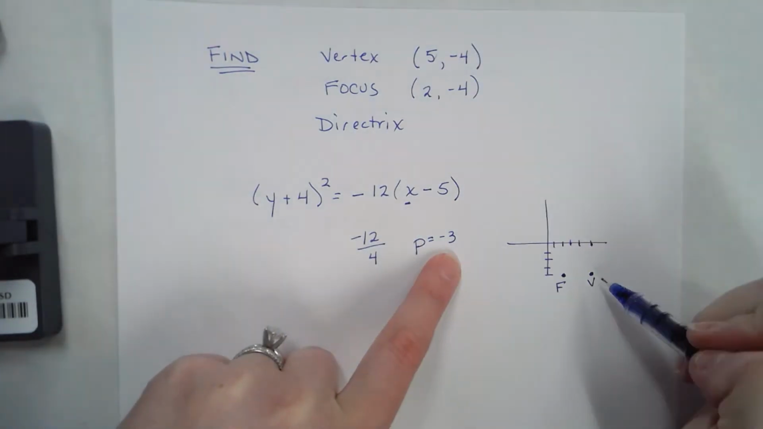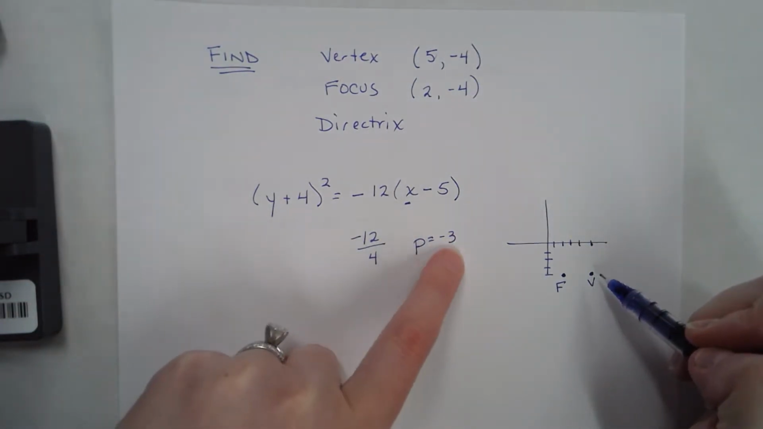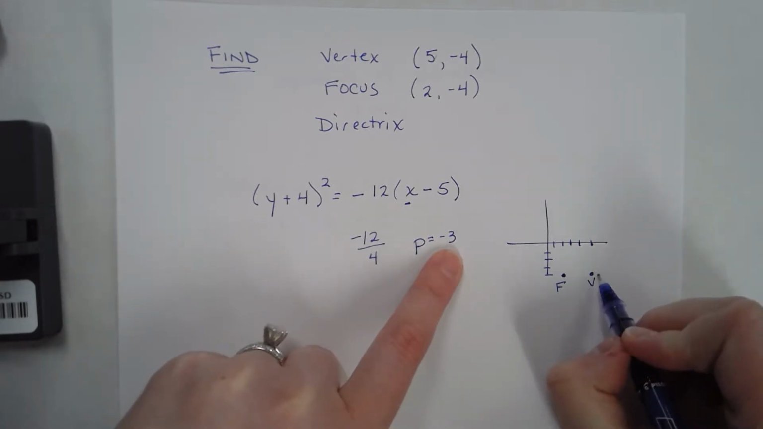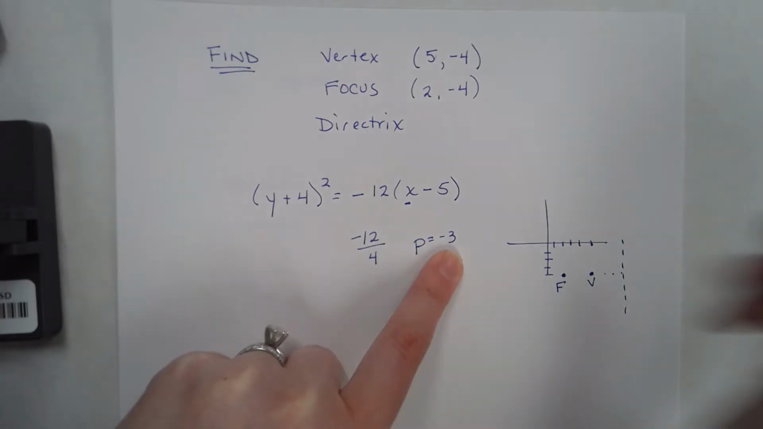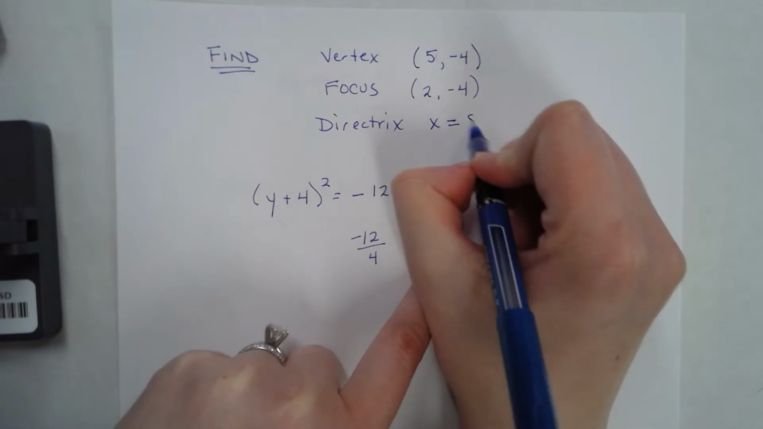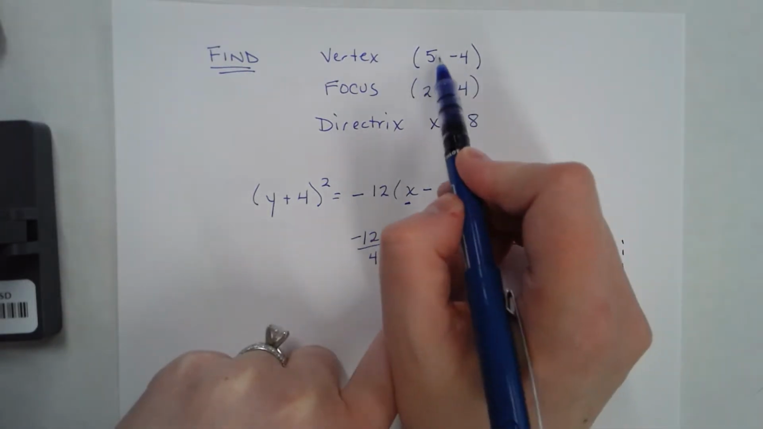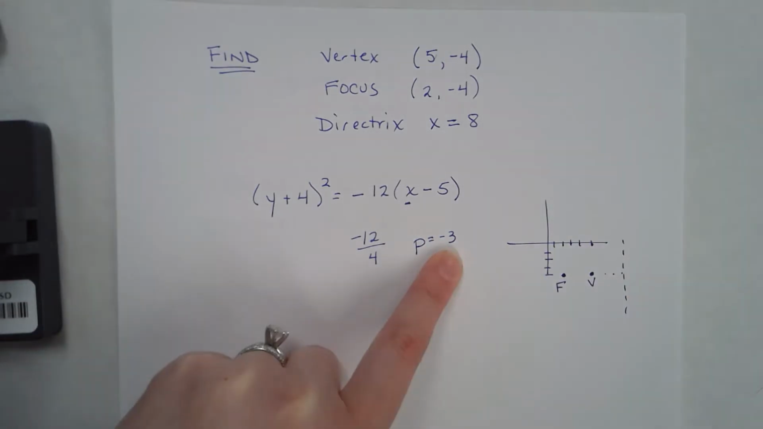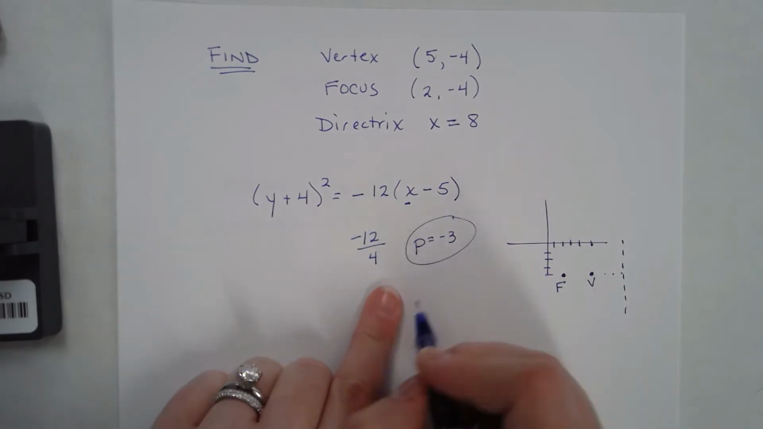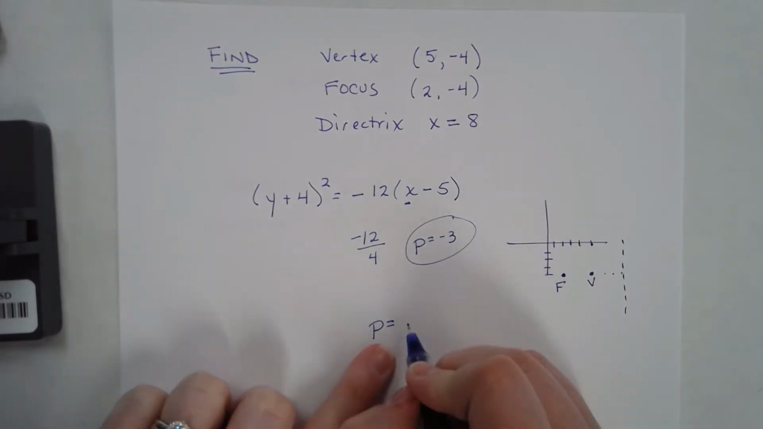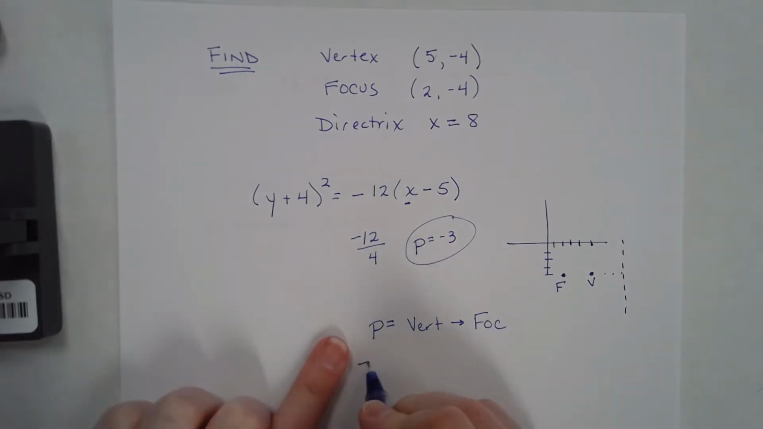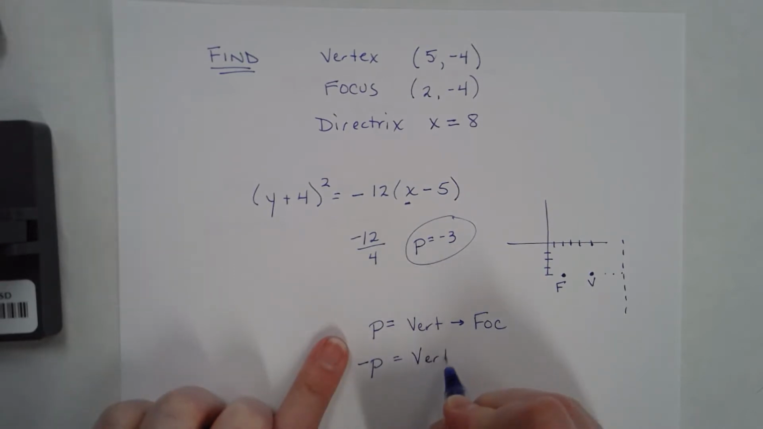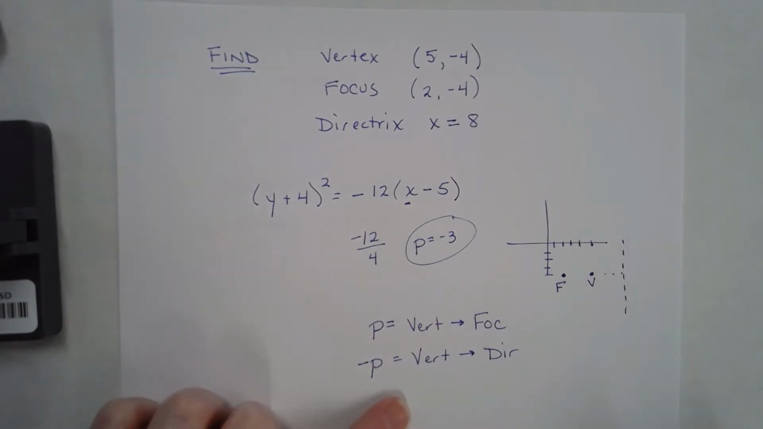Now to get to the directrix, if you start at the vertex, you're going to do the opposite. So I'm going to go 3 to the right. 1, 2, 3, and that's where my directrix is. So that's going to be x equals 8, because I'm taking the x-coordinate from my vertex, and now I'm adding 3, and that's where my directrix comes in. So the value of P is key. P is equal to vertex to focus. Negate P, and that's vertex to directrix. That's where you're going to move.